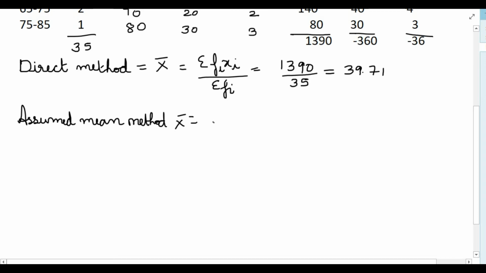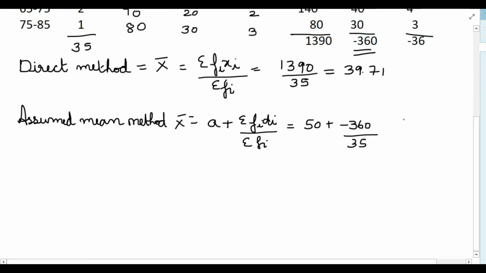X bar is equal to a plus sigma fi di divided by sigma fi. Assume mean is 50. So 50 plus sigma fi di is minus 360. So minus 360 divided by 35, which is equal to 39.71. Same way, in step deviation method, we will find out arithmetic mean.